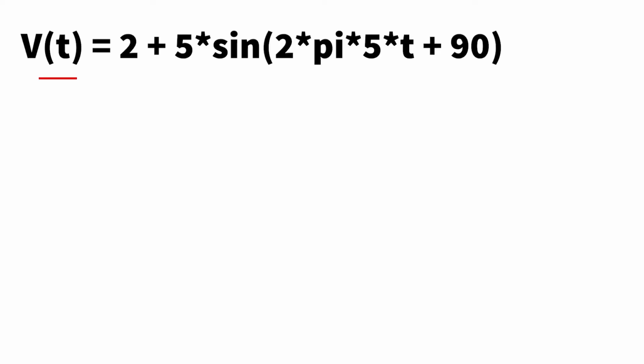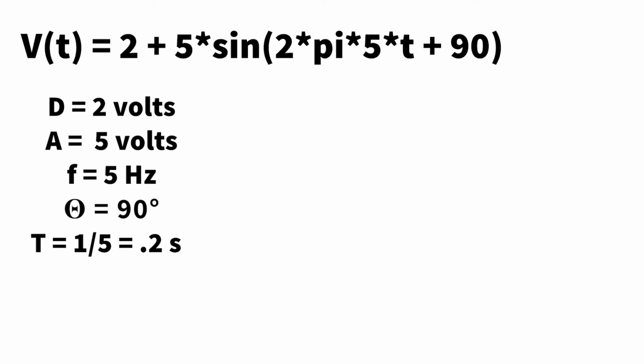Now let's try another example. So, the voltage at any given time is equal to 2 plus 5 times the sine of 2 times pi times 5 times t plus 90. Now this is a little bit more complicated, so let's break it down.